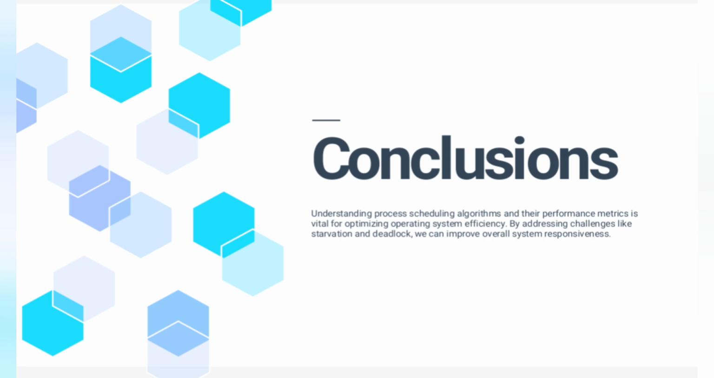Okay, lastly we come to the conclusion. Understanding process scheduling, algorithms, and performance metrics is vital for optimizing system efficiency. By addressing challenges like starvation and deadlocks, we can improve overall systems.